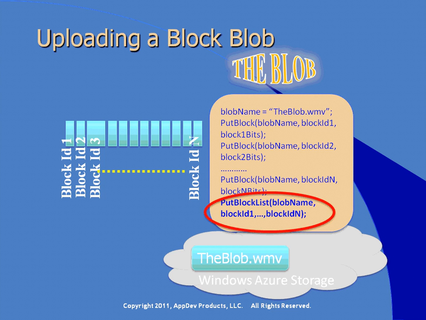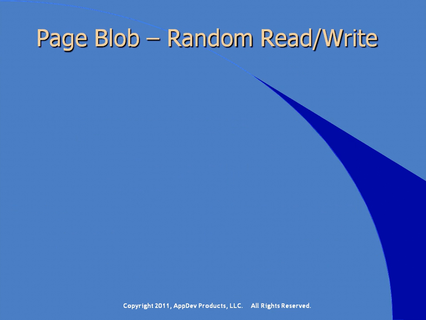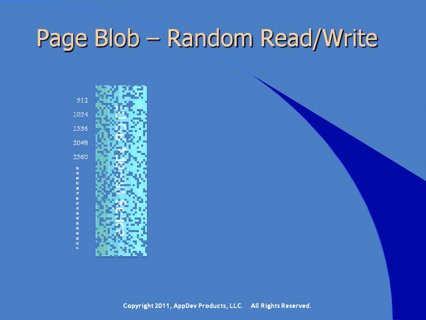The great benefit of using the block blob method is that it is very efficient, and it's efficient in continuing and retrying, meaning if a block blob fails, it will continue to retry. And by breaking a blob into blocks, you can actually parallelize the upload of the blocks and upload in any order. And by calling the put block list method, Windows Azure will assemble those blob blocks in the right order.